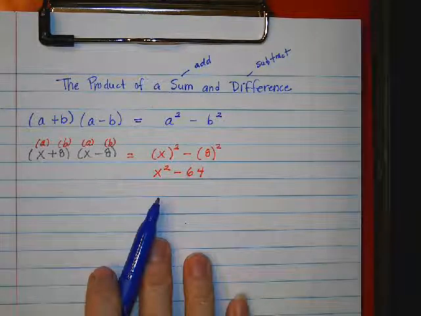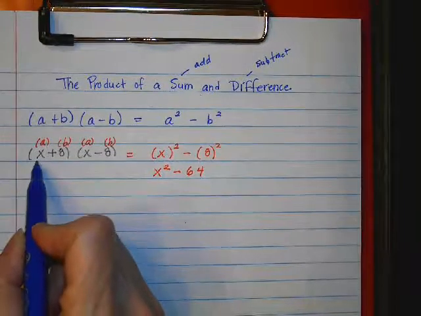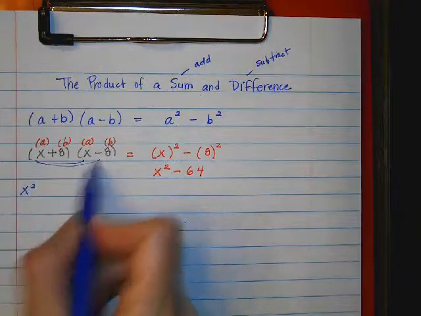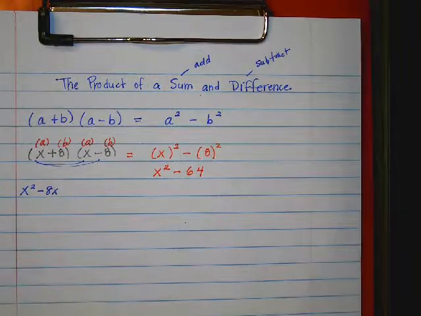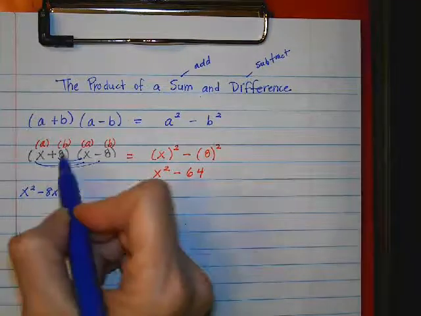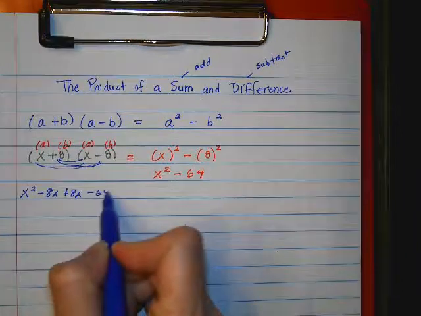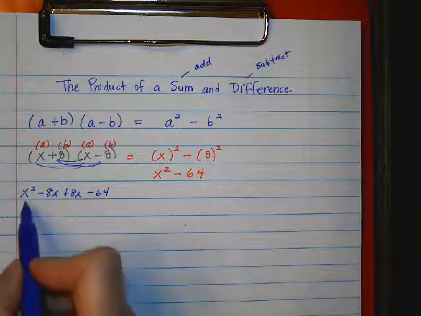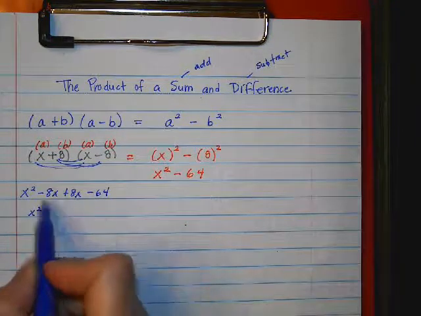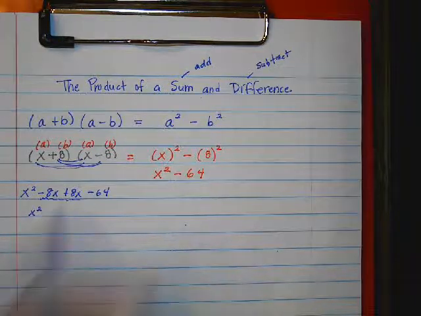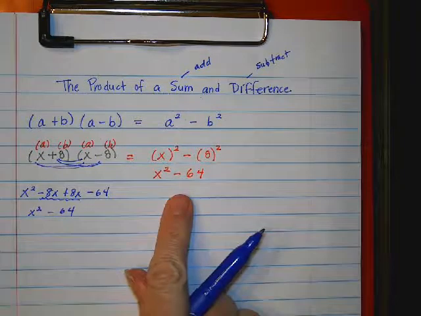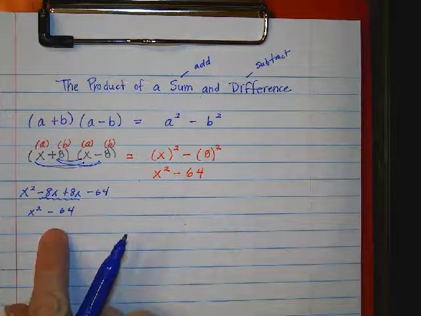You have to do the long method we did yesterday, where you would do x times x and get x squared, and x times negative 8 and get negative 8x, and 8 times x and get positive 8x, and 8 times negative 8 and get negative 64. Well, you notice here we have our x squared, and there are no other x squareds. An x and an x, so I got to combine these two. Negative 8 plus 8 is 0, so there's no more x's. So I'm just left with x squared minus 64. Same answer. So you could do the long method and still get the same answer.